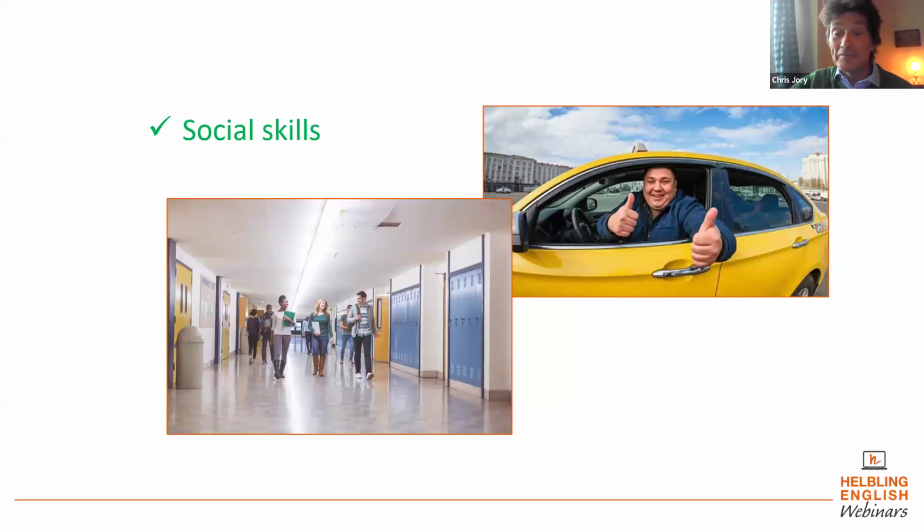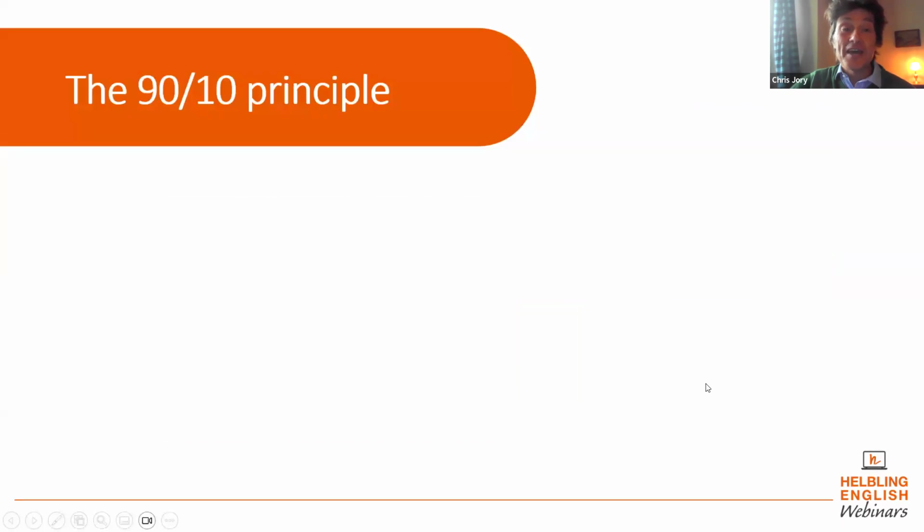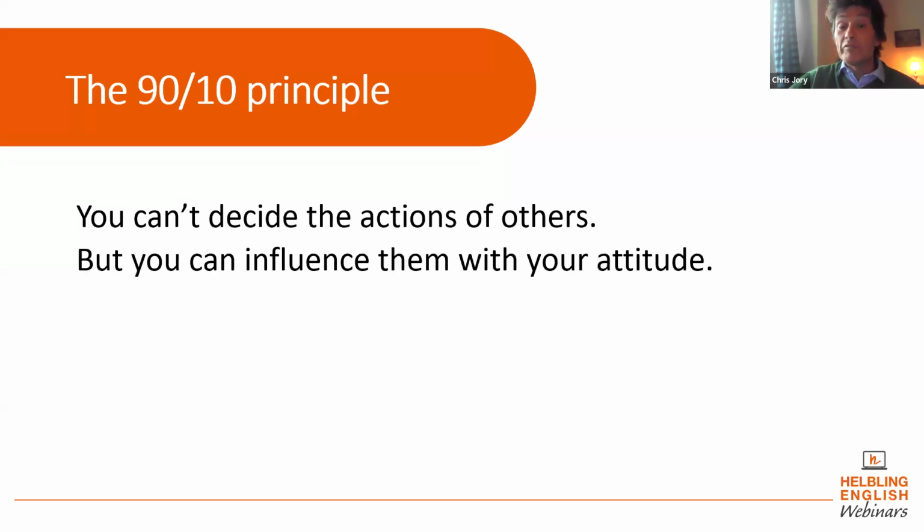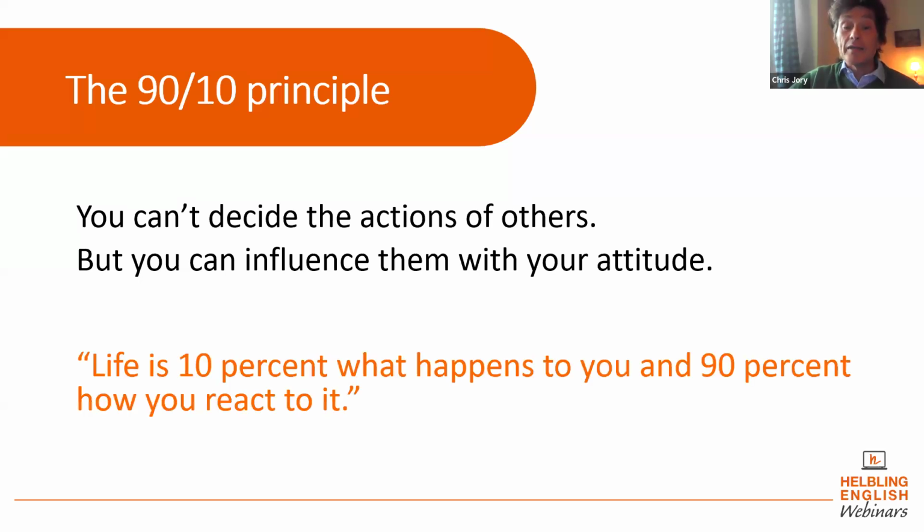So that story, the reason I tell it is just to evidence this 90-10 principle, which you may have heard of. It basically is based on the fact that we're not in a position where we can decide the actions of others most of the time, but we can influence them by the attitude that we take. And the 90-10 element of this is that life, as this quote says, is 10% what happens to you, things that you can't necessarily influence. But then what you can influence is the 90%, which is how you then react to what has happened to you. So that's where the life skills come in.